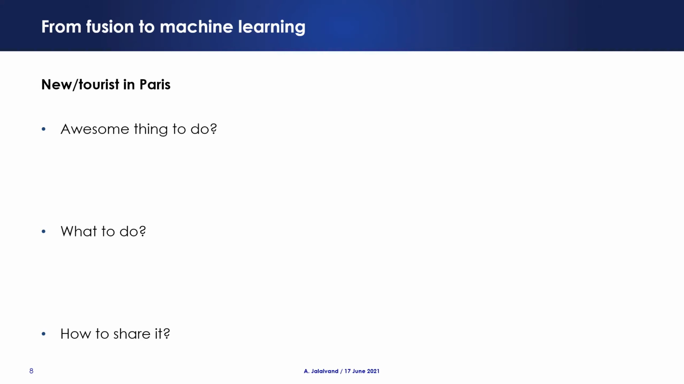Let's take a look at an example. Assuming that you are new to a city like Paris, or you are a tourist in Paris and you want to do awesome things. Well, if that's the first time in Paris, where would you go? Well, there are many options, but I assume many of you would like to go to the Eiffel Tower. Of course, why not? That's one of a kind.